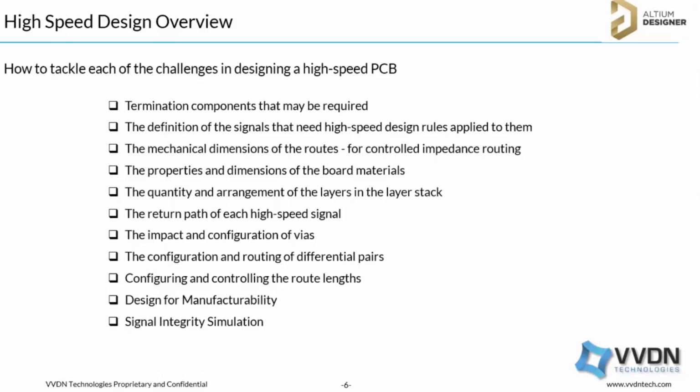You have to consider the properties and dimensions of the board materials, and the layer arrangement, how you are going to arrange the layers, because you have to take care of the reference plane, right? If you are routing the signal in the top layer, what will be the reference layer for the return path? That kind of management. And then configuration: how we are going to configure the vias, and route the differential pair, how we can create the differential pair. If it is high speed, generally you should have differential pairs, even for USB and Ethernet.